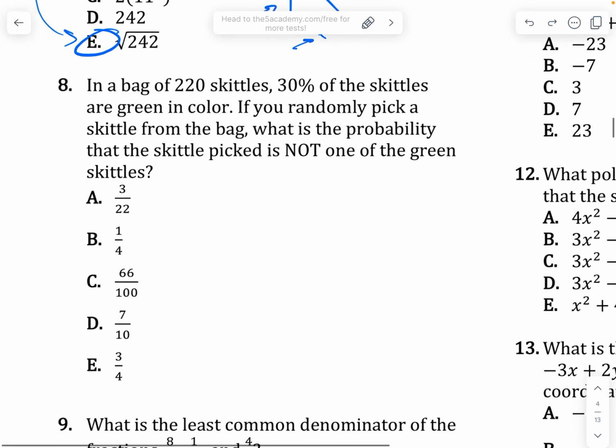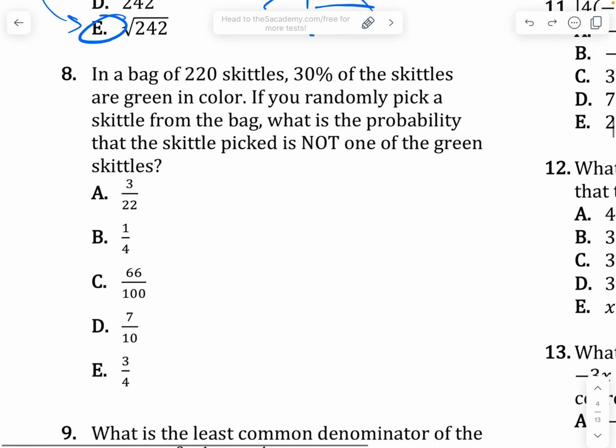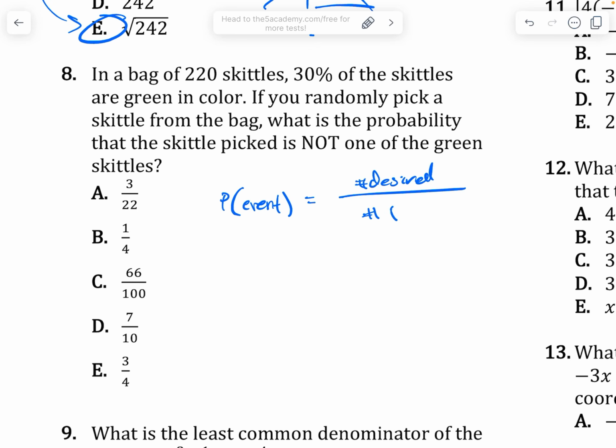In a bag of 200 Skittles, 30% of the Skittles are green in color. If you randomly pick a Skittle from the bag, what is the probability that the Skittle picked is not one of the green Skittles? Okay, so probability of any event is going to be equal to the number of desired outcomes divided by the number of total outcomes. Okay, so probability of not green, right? That's what we're looking for.